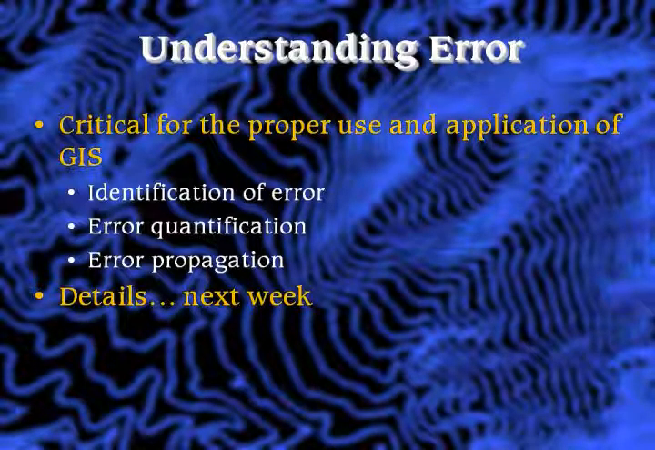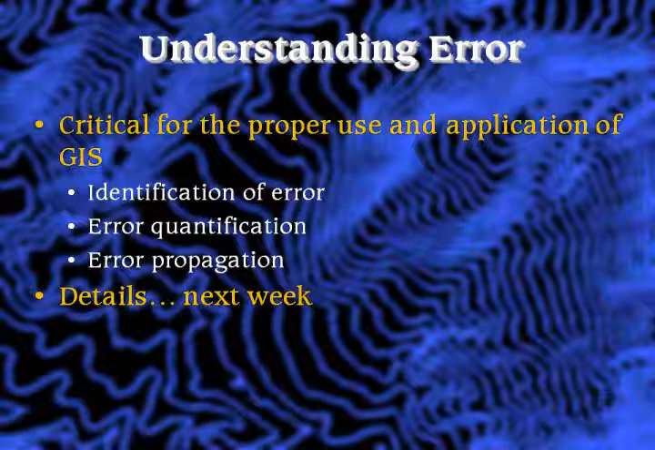Understanding error. Understanding error in GIS is critical for the proper use and application of GIS and the results that we get from GIS. There are three parts to understanding error, three very important parts. The first is identification of error, looking at your data and your processing and understanding where errors or biases creep into your GIS and your individual research project.